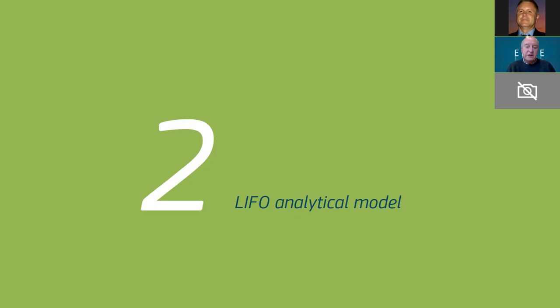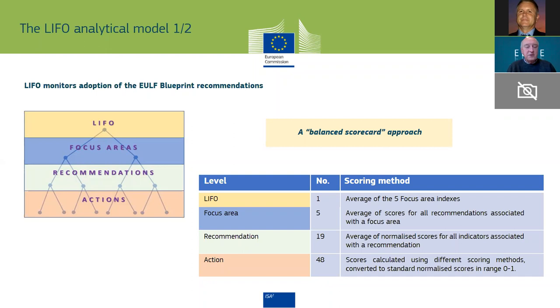I'll now talk about the links with the LIFO and specifically the model that we use for assessment in the LIFO. Next slide, please. So the LIFO analytical model starts with a set of indicators based on selected actions from the EULF blueprint recommendations. Those indicators, there are 48 of them, are normalized from the original measures into a common range of 0 to 1. They're collected together for each recommendation in an average, so we get a recommendation index. The recommendations, there are between 3 and 5 for each focus area, are collected together and averaged out at the focus area level. And at the top level, the LIFO index is an average of the 5 focus area indexes.